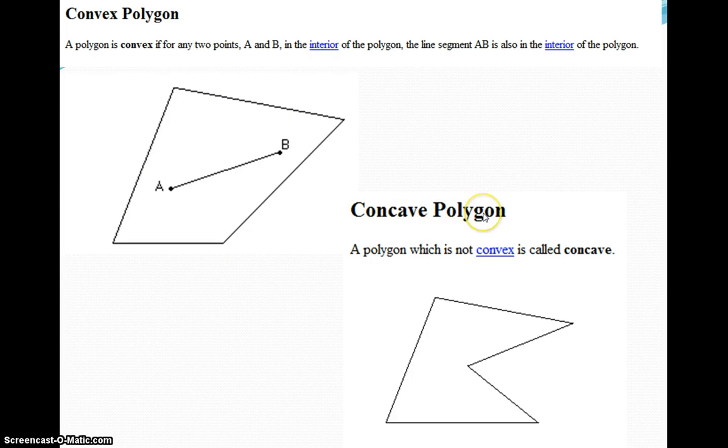Now a concave polygon, the opposite of that, is a polygon that's not convex. If it's not convex, that means there is a place where I could draw two points and the line segment AB would go outside of the polygon. Obviously, if I drew it right here where my mouse is moving, it would still stay on the inside. But if I put my point A way up in this corner here, and I put my point B in this corner here, and I drew a line through it, as you can tell, it would exit the polygon and then re-enter. And so that would be considered concave.